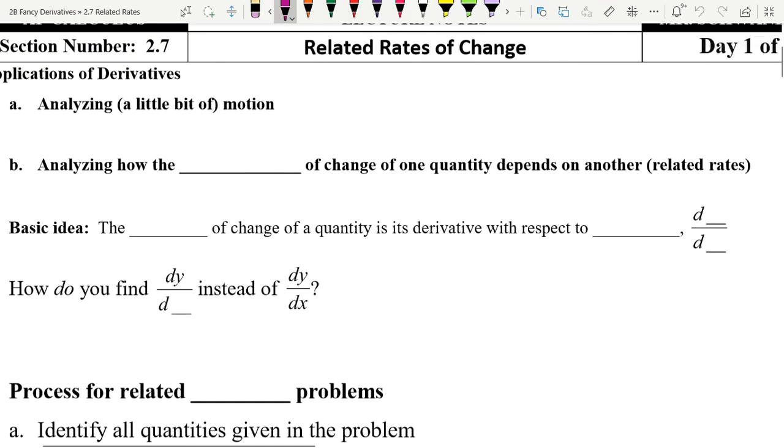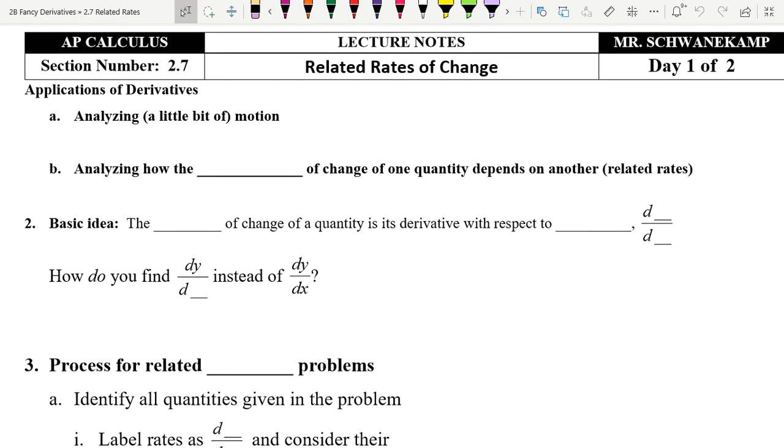So applications of derivatives. That's what we're doing. We're applying this concept that we're very confident in now, which is taking the derivative of something. What we're doing is we're analyzing a little bit of motion, or better words, analyzing how the rate of change of one quantity depends on another, hence again the name related rates. The rate of change of a quantity is its derivative with respect to time.